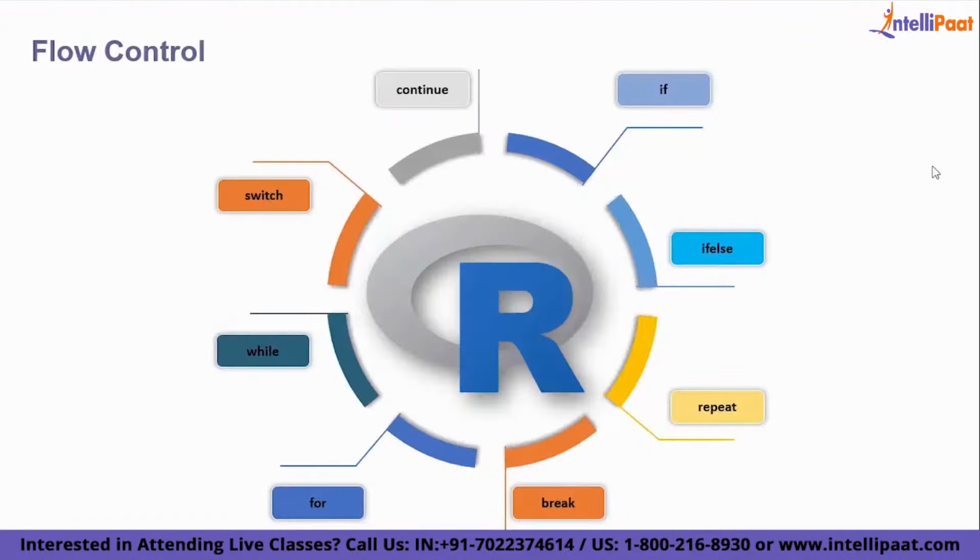Now these flow control statements basically help us to control the flow of execution. So in general, the statements are executed from top to bottom. But with the help of flow control statements, we can manipulate the order of execution. So these are some of the flow control statements over here. If else, and switch are something known as selector statements. Then we have repeat, for, and while, which are looping statements. We also have some jump statements like continue and break.